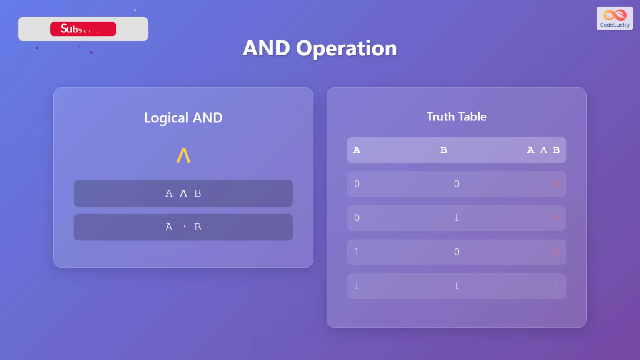A truth table is a table which shows all possible input combinations and their corresponding output for a logical operation. Here is the truth table for the AND operation. When A is 0 and B is 0, A and B is 0. When A is 0 and B is 1, A and B is 0. When A is 1 and B is 0, A and B is 0. And finally, when A is 1 and B is 1, A and B is 1. So, the AND operation results in 1 or true only when both inputs are 1 or true.